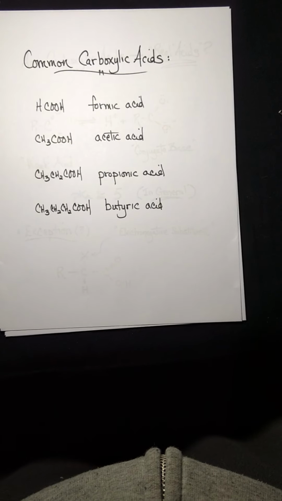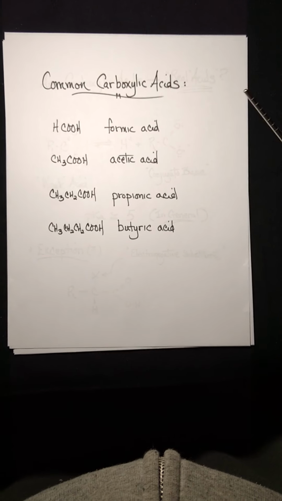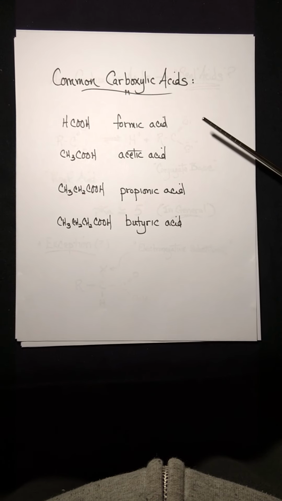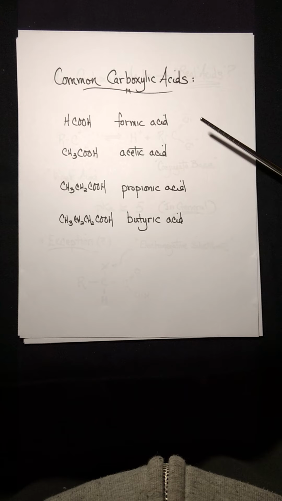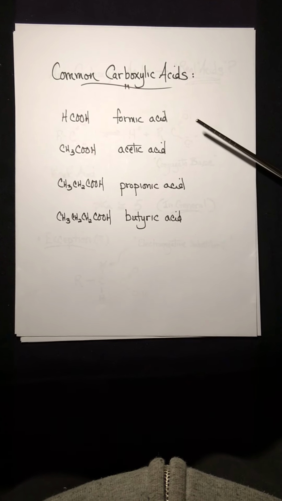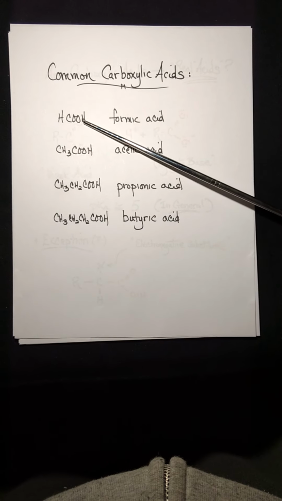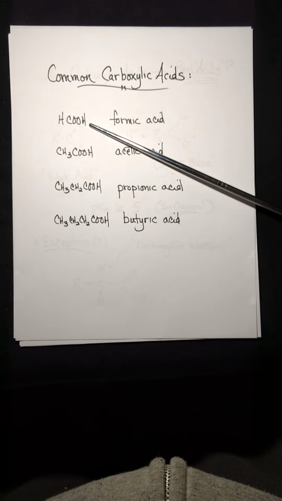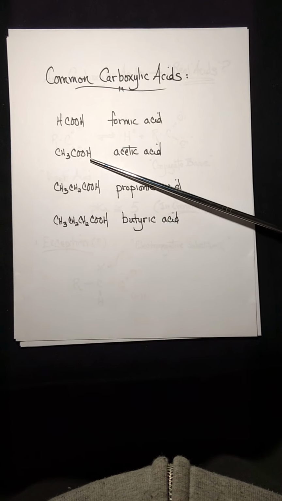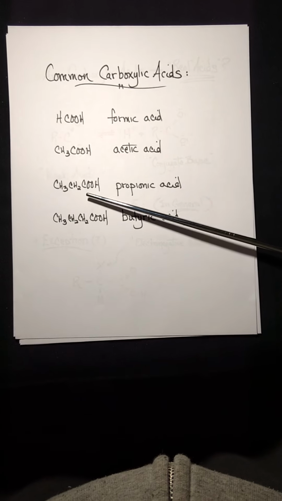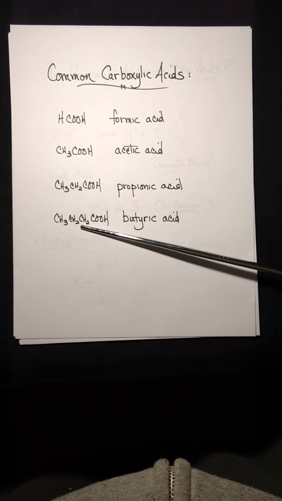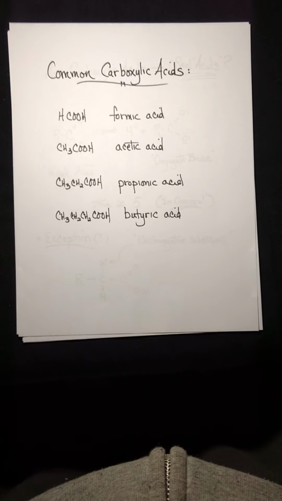Now, when we discussed aldehydes and ketones not too long ago, we observed that many of them have common or trade names. Carboxylic acids are no different. So we would call a 1 carbon carboxylic acid formic acid, a 2 carbon acetic acid, 3 carbon propionic, and 4 carbon butyric.